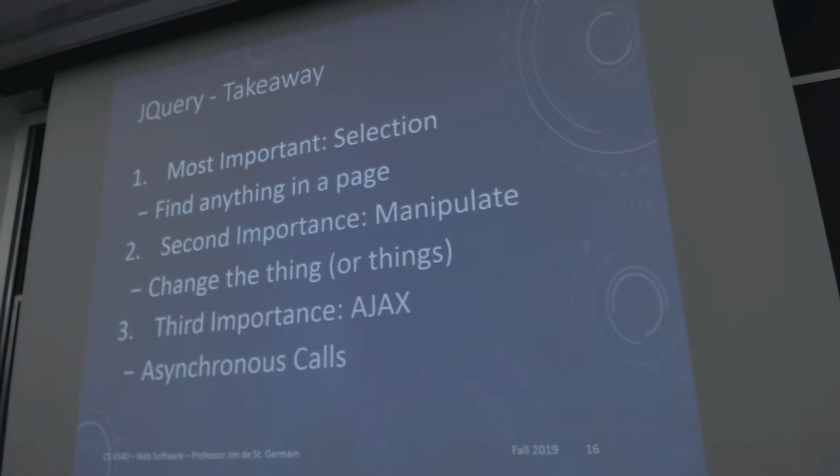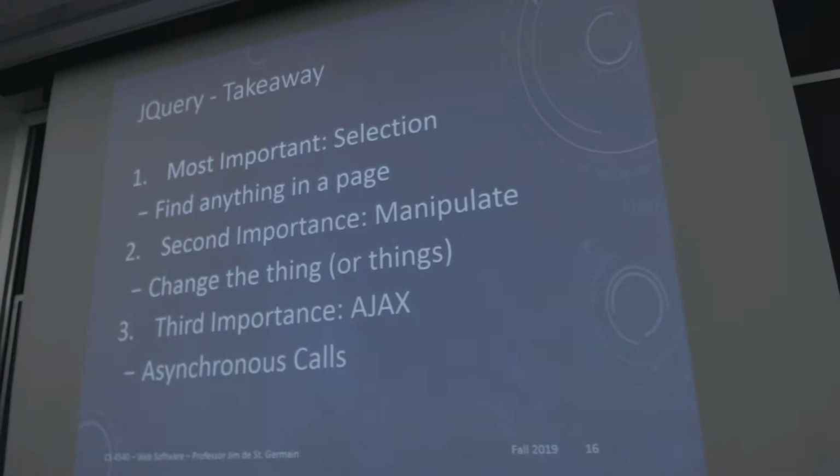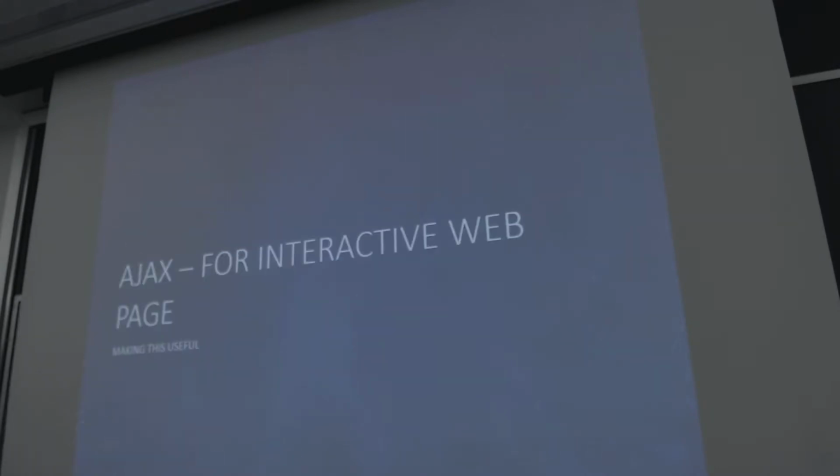So, most important things, and as we get our code up and running, we're going to start playing with some more of these selection things. Selection is number one. Number two is manipulation, where we change our page dynamically. And then number three, which could be the most important on some of our pages, but won't be on all our pages, is AJAX, where we call and use JavaScript to talk to our web server. So let's talk about AJAX.